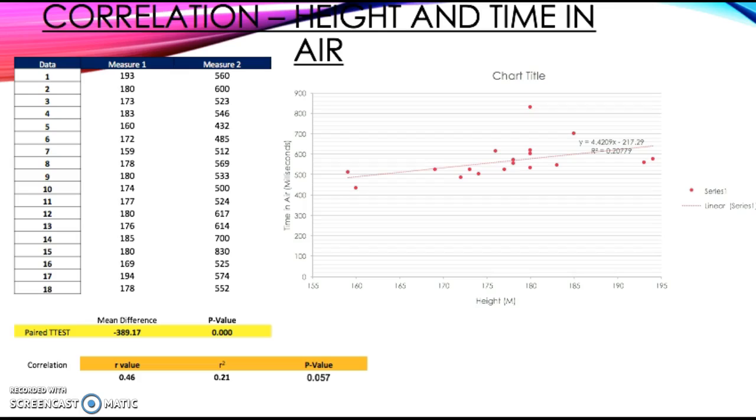A reason for this could be that there is one large anomaly that does alter the general trend of the graph. Data 15, measure 2, 830. It is not surprising that a strong link cannot be made between height and time in the air because jumping relies on powerful leg muscles, which do not depend on how tall you are. However, when you think about sports such as high jumping, the athletes are usually tall and thin.